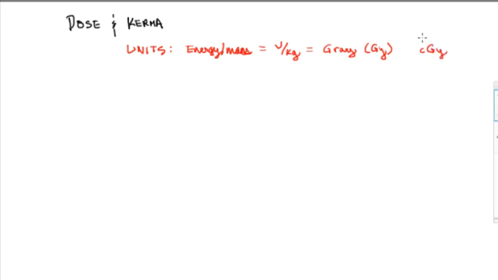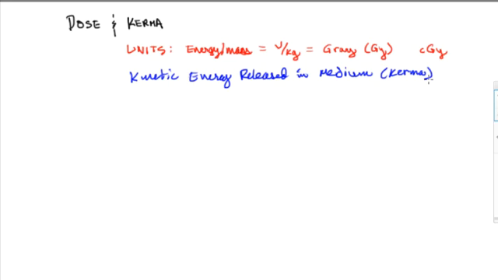All right, so let's look at this in terms of how energy is deposited, and I think we're going to look at dose and Kerma together. Okay, Kerma stands for kinetic energy released in medium.